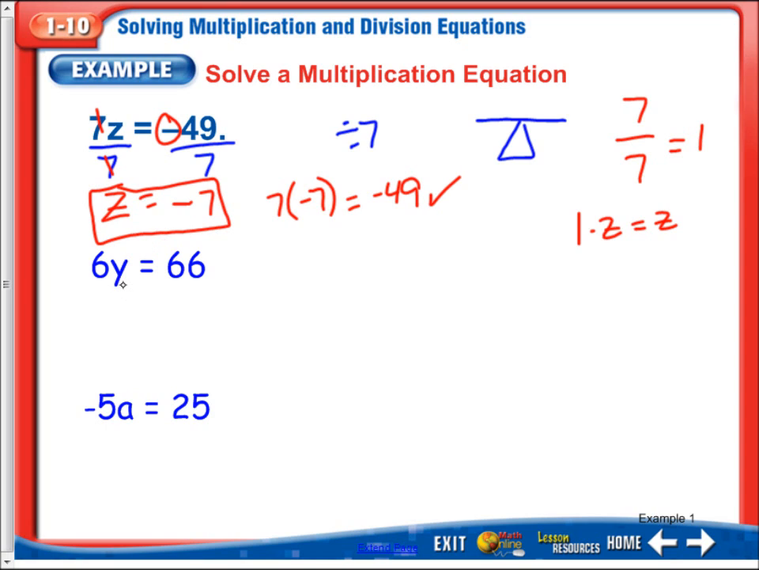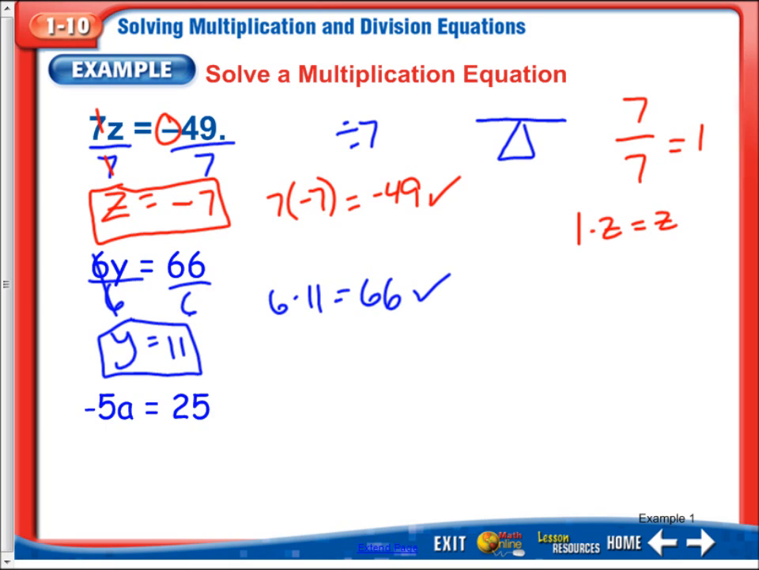For this one, we need to divide by the coefficient of y, which is 6. Whatever you do to one side, you have to do to the other. The 6's will turn into 1's, so 1y equals y. 66 divided by 6 is going to be 11, and that is our solution. You want to check it. You do 6 times 11 equals 66, and it works.